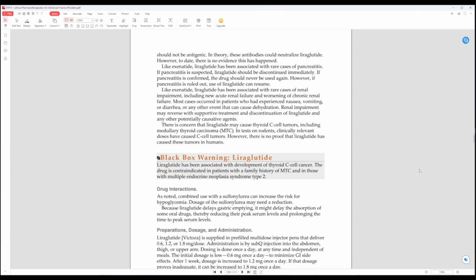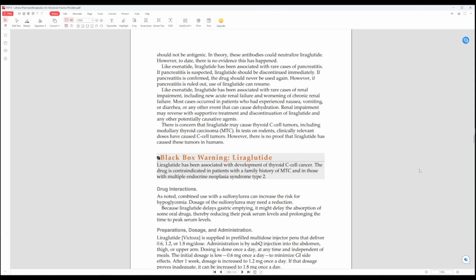Like exenatide, liraglutide has been associated with rare cases of pancreatitis. Again, if pancreatitis is suspected, liraglutide should be discontinued immediately. If pancreatitis is confirmed, the drug should never be used again. However, if pancreatitis is ruled out, the use of liraglutide may resume.